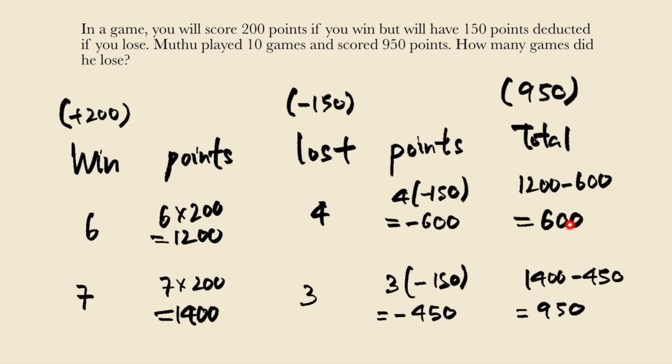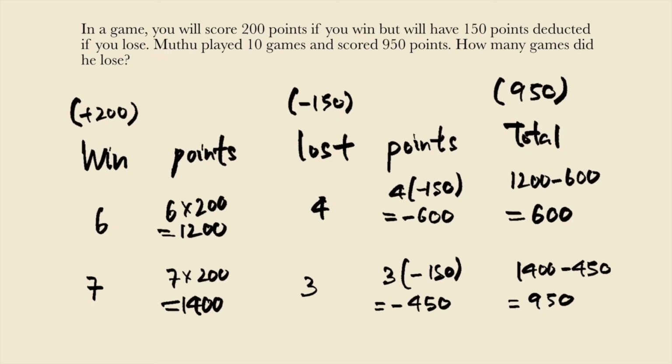Compute this and you get 600 points. Too few. That means he won more games than that. So I'm going to add 1 more game won, subtract 1 game lost, and we get 950. How many games did he lose? The answer therefore is 3.